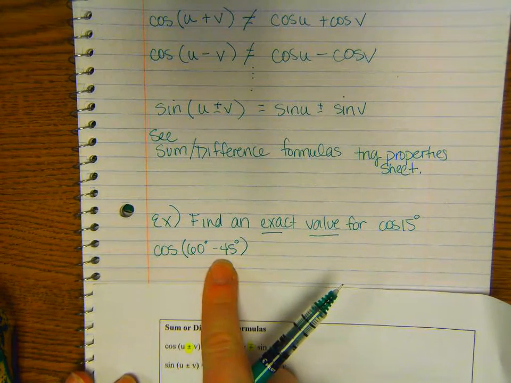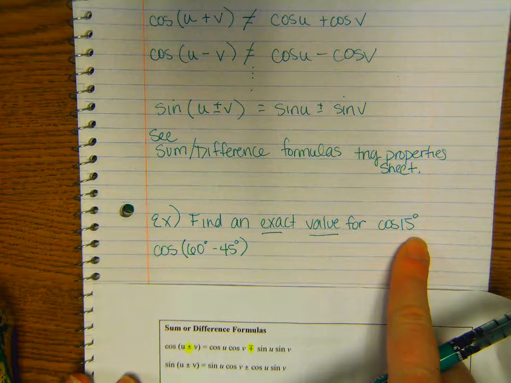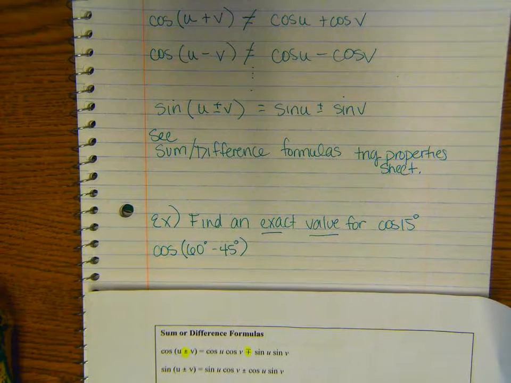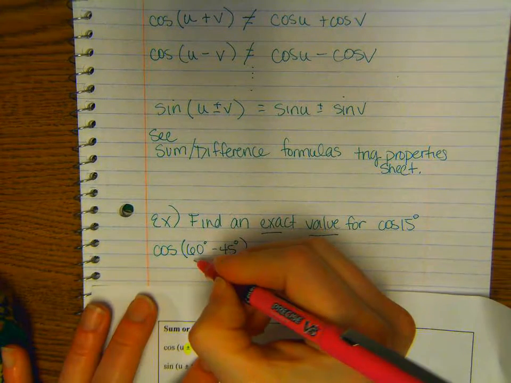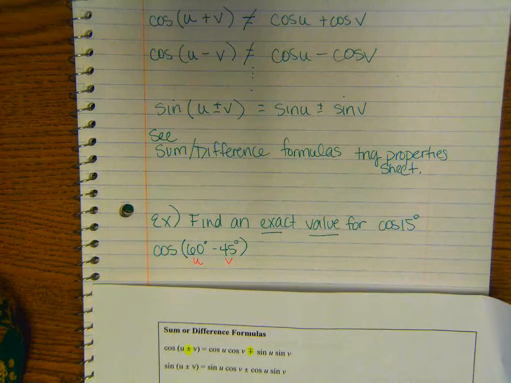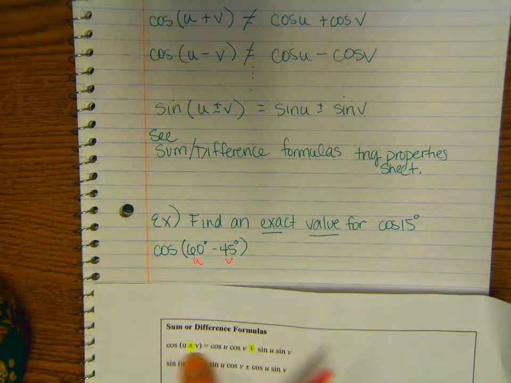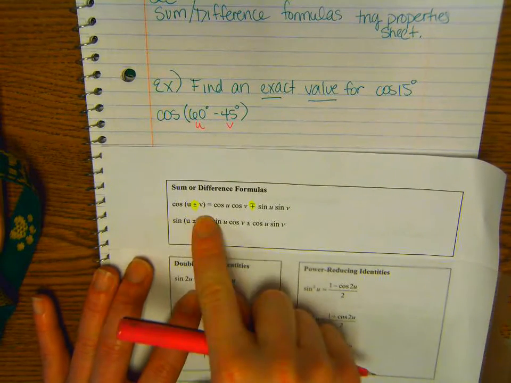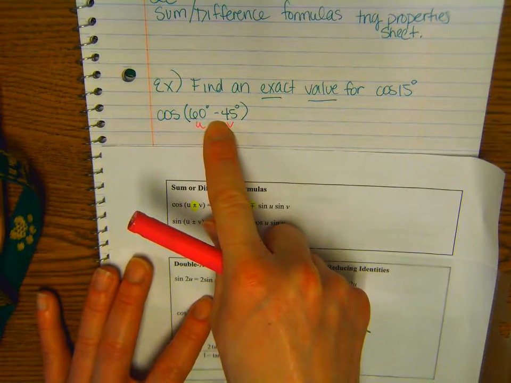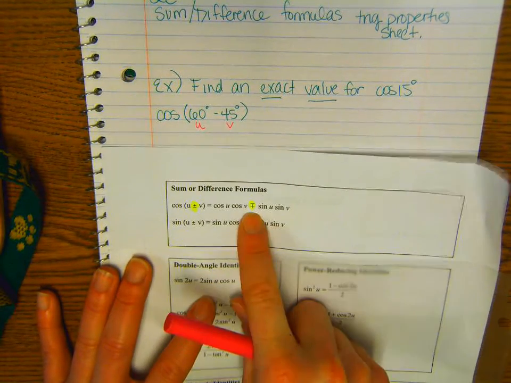Okay. And then just to help us decode this formula sheet, I'm going to put a little u here and a little v here. That's what they represent in this formula up here. So we're going to use the cosine. This is my u, this is my v. This is a subtraction sign. So what is it going to be here? An addition sign.